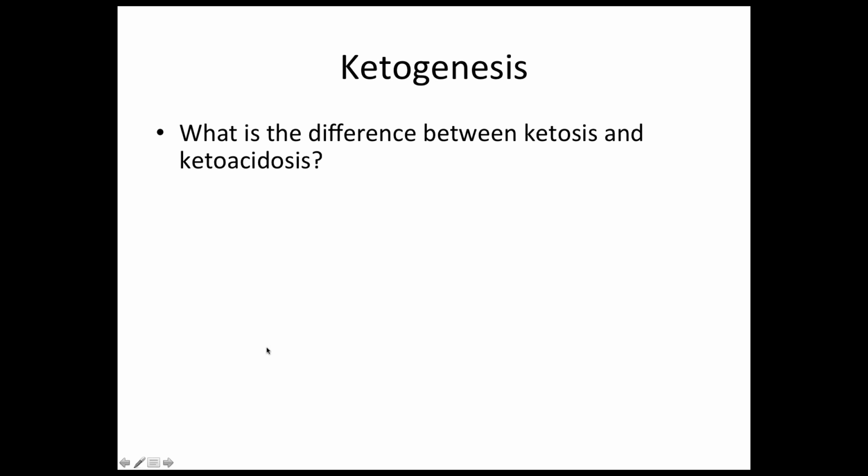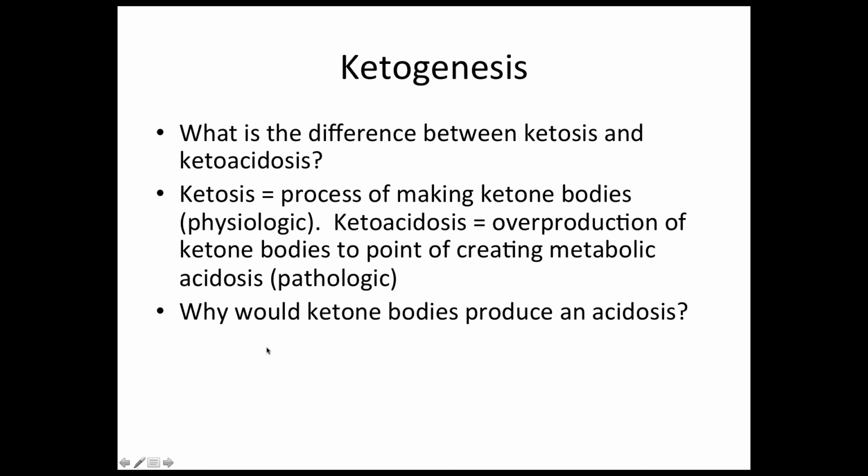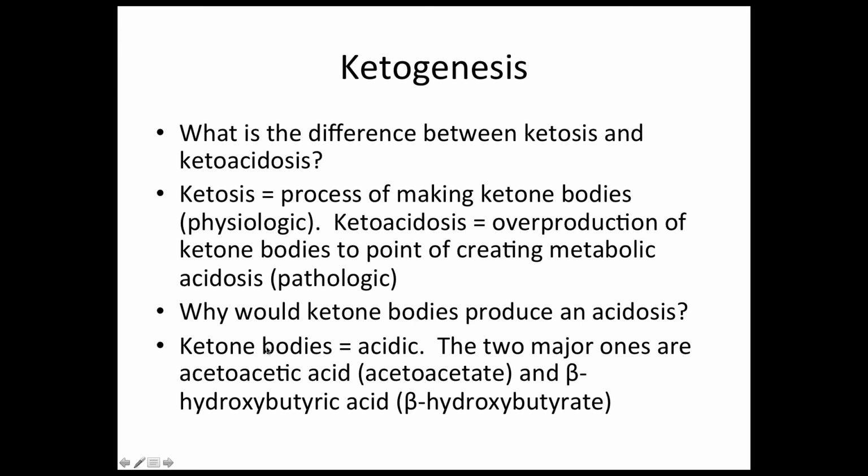Okay, ketogenesis. So we talked about this, the difference between ketosis and ketoacidosis. So why would ketone bodies produce an acidosis? We talked about this. A ketone body is acidic, right? So acetoacetic acid is just acetoacetate. Beta-hydroxybutyric acid, beta-hydroxybutyrate, right? So I'm overproducing acids.